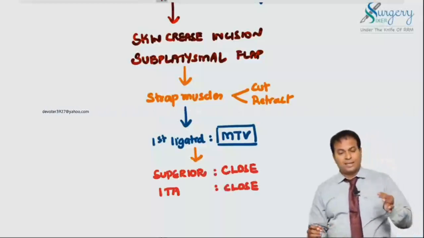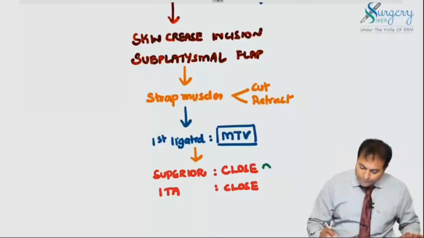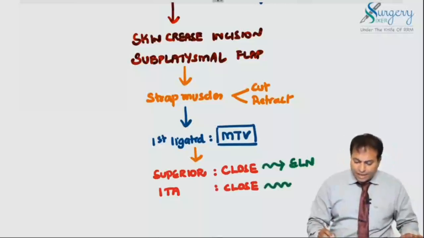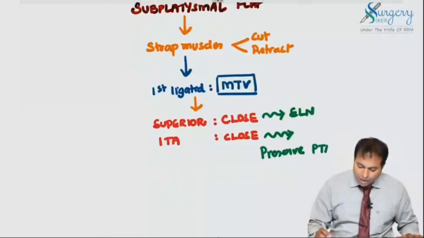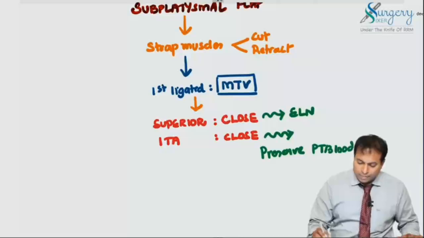So superior thyroid artery is ligated close to the gland to avoid injury to the external laryngeal nerve. Inferior thyroid artery is ligated close to the gland mainly to preserve the parathyroid blood supply. That is the main reason we ligate it close.